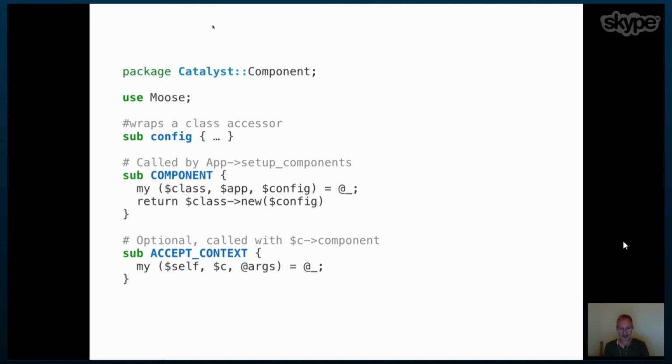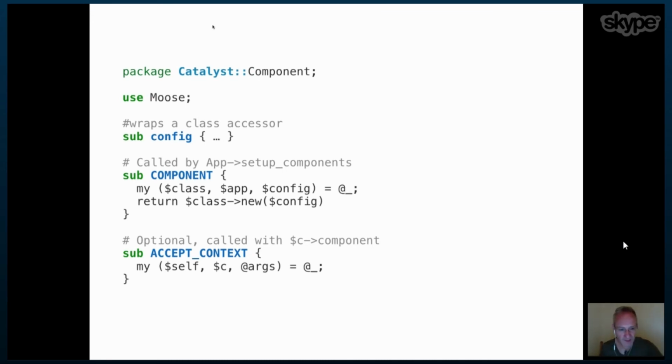Now, you must define a component method, but you can also optionally define an accept context method. What an accept context method will do is, when you actually call for your component in the context of a request, okay, when the client has made a request, the accept context method will be called on your component, and you'll get the actual context.